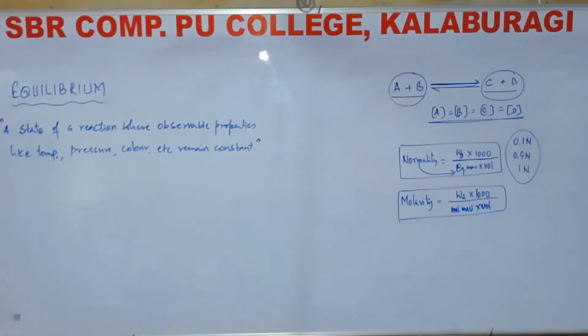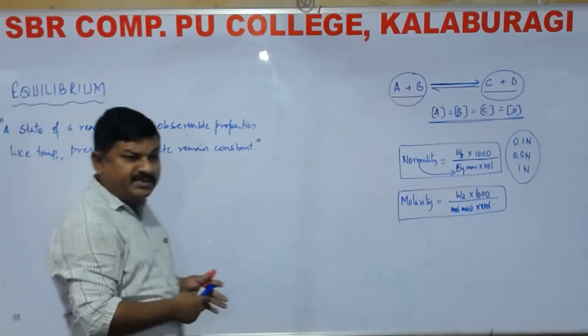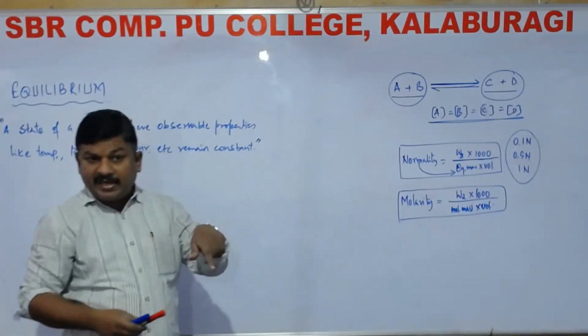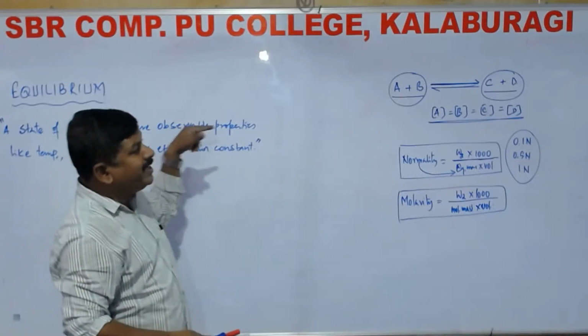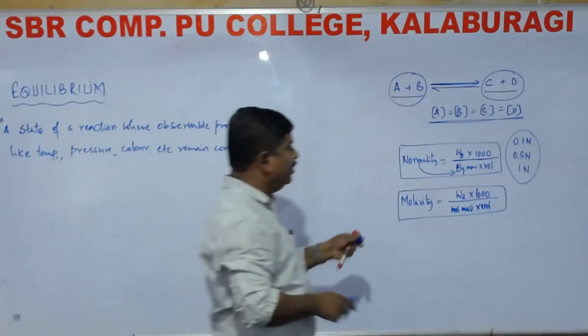Under what condition does concentration remain the same? When the concentration of AB is equal to the concentration of CD. When the concentration of AB is equal to the concentration of CD, it is very clear at what speed the forward reaction is going to be proceeding.